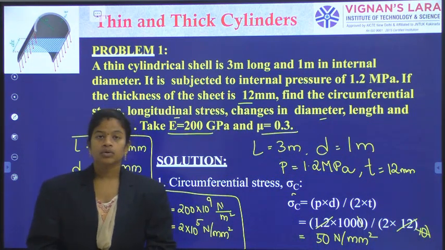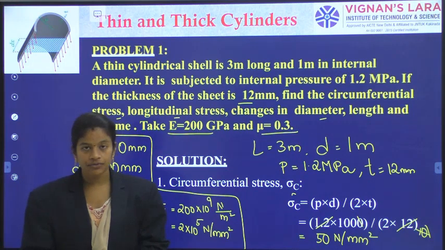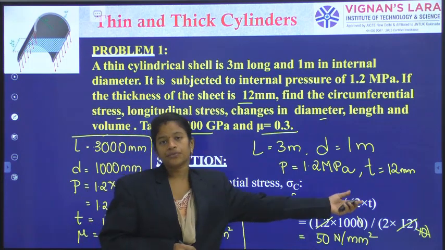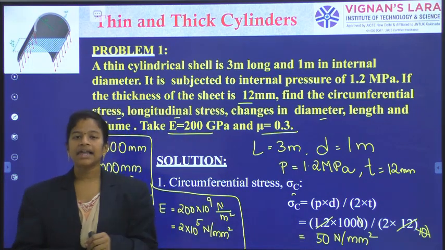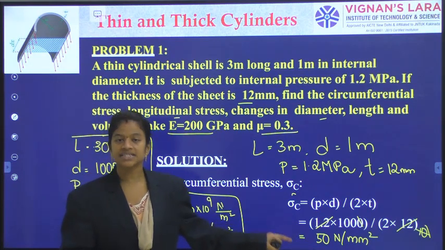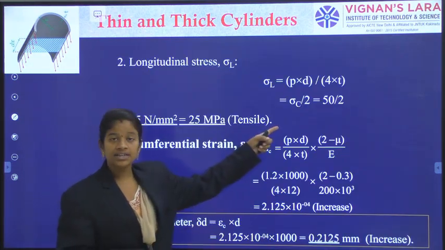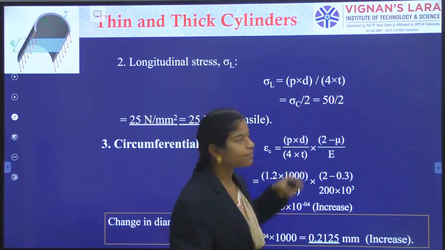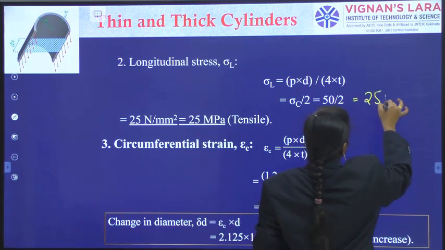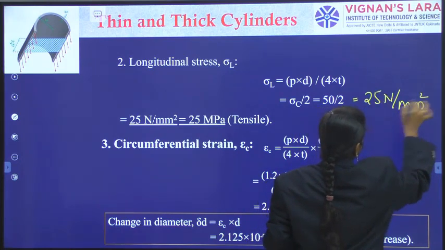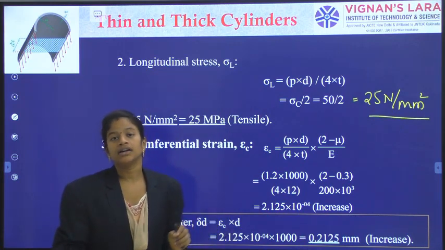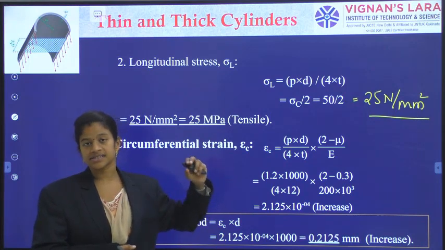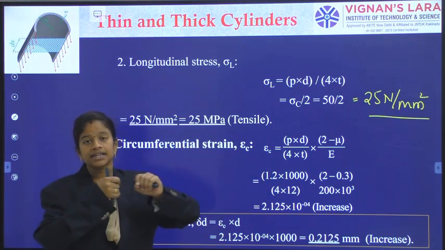Now I know sigma L is equal to PD by 4T. Either you can substitute everything again, PD divided by 4 into T, or you can write sigma L, the longitudinal stress, is equal to sigma C by 2. In any way I can write the same thing, PD by 4T, which is equal to sigma C by 2 or sigma H by 2. So 50 by 2 is 25 Newton per mm square. This is the stress occurring in the longitudinal direction. So we have the circumferential stress and the longitudinal stress.